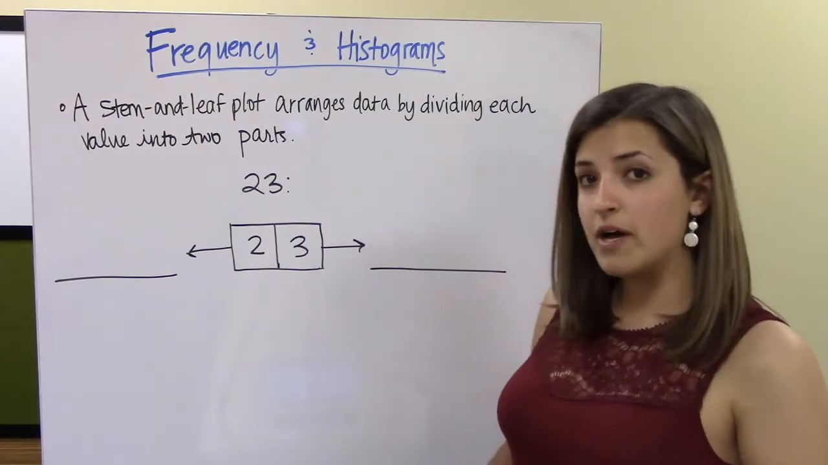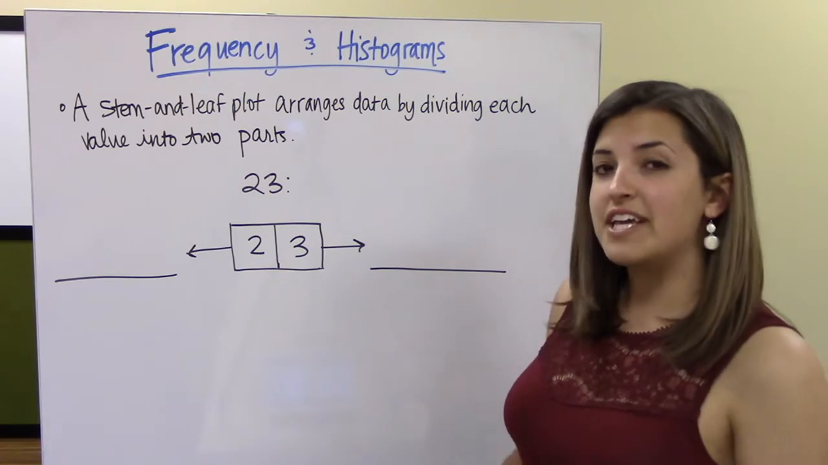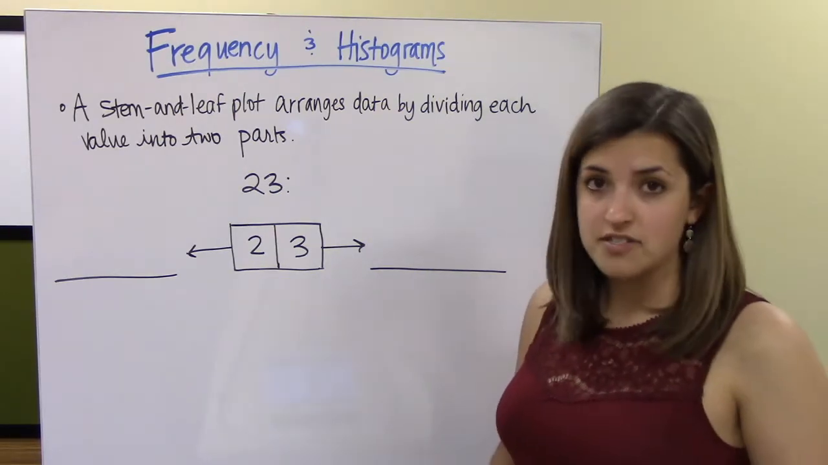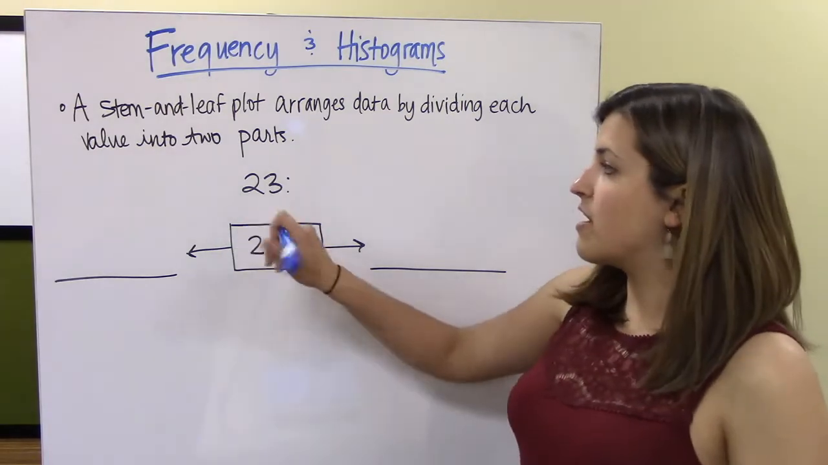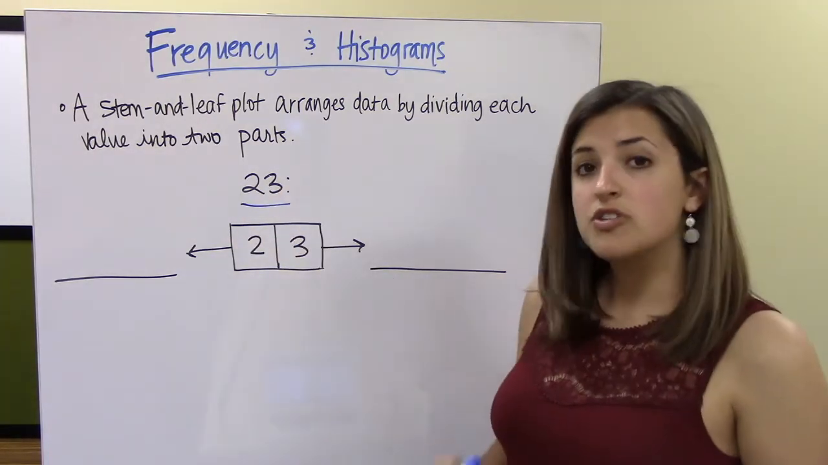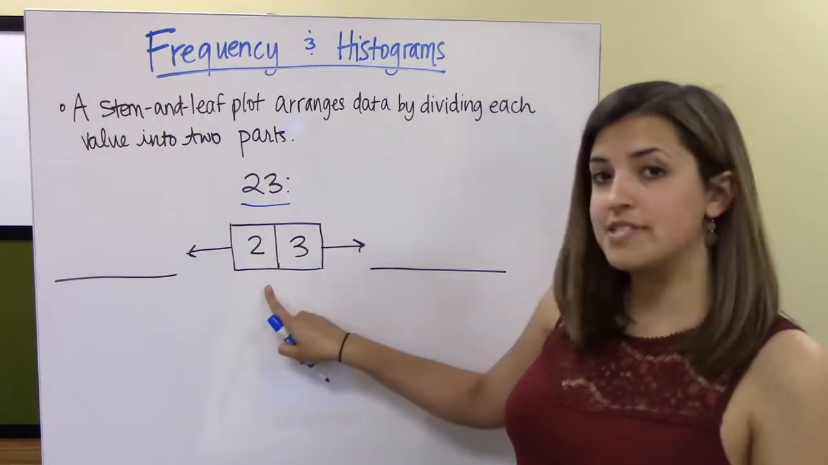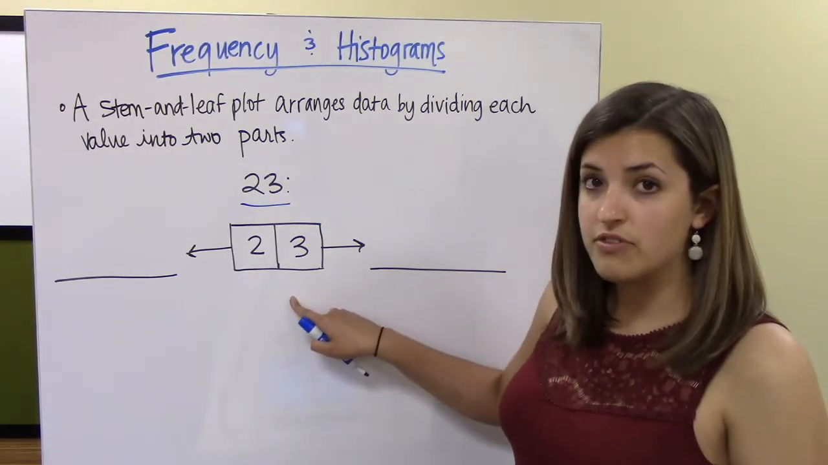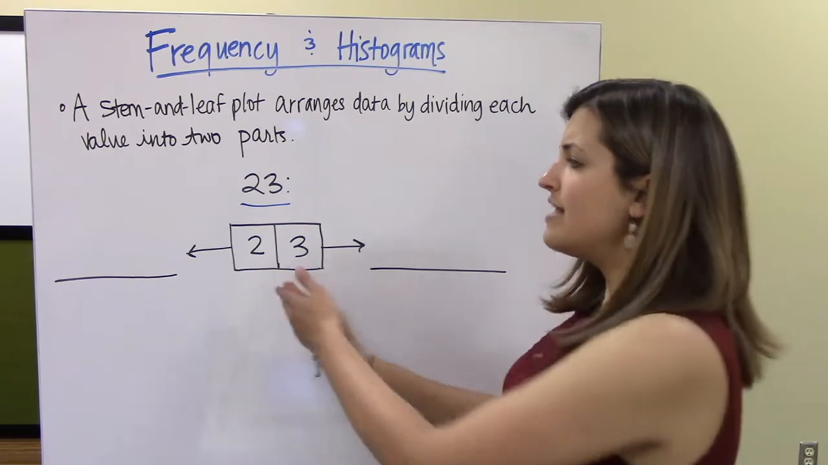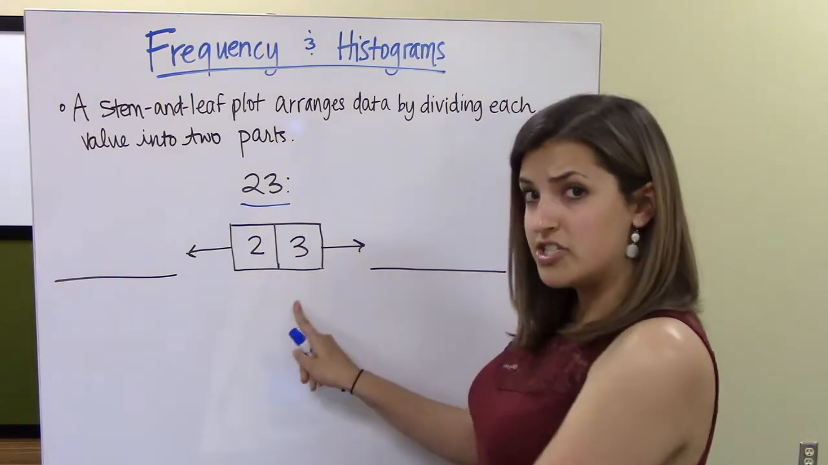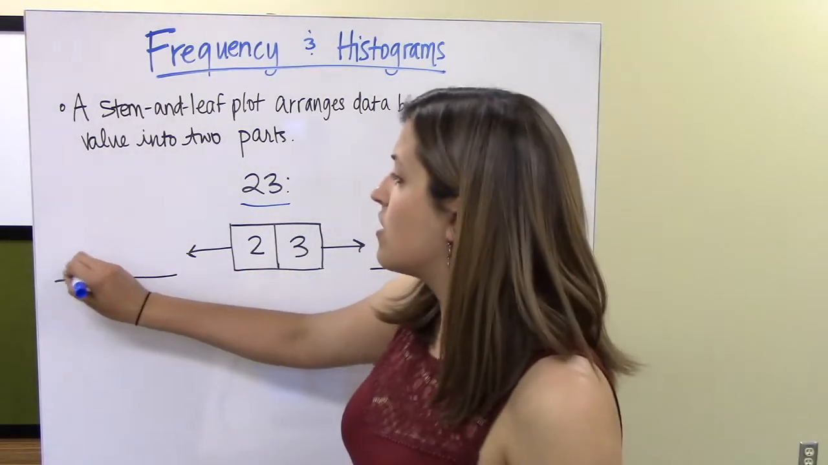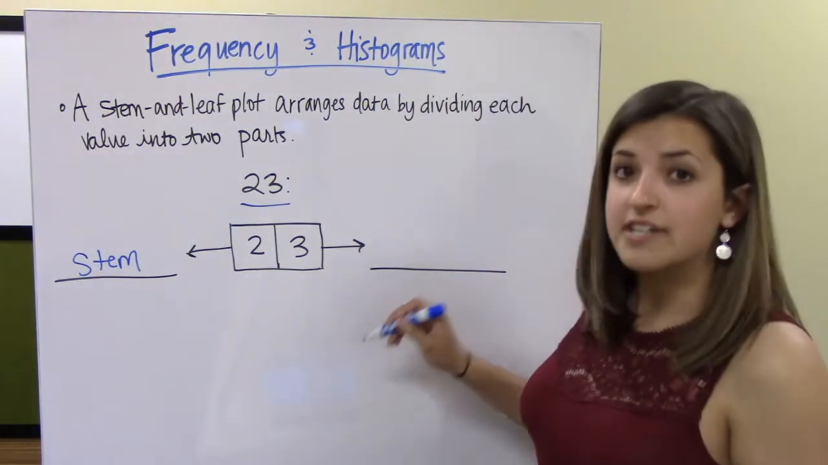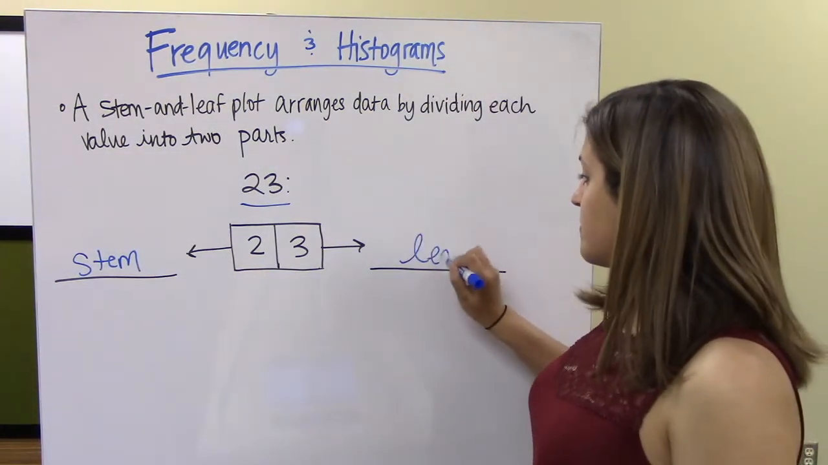A stem and leaf plot arranges data by dividing each data value into two parts. So if we had a data value of 23, our 23 would be broken up in a stem and leaf plot to look like this. We'd have a box for the 2 and a box for the 3. The 2, or anything that isn't the last digit, is going to be what we call our stem. And our 3, or our last digit, is going to be called our leaf.